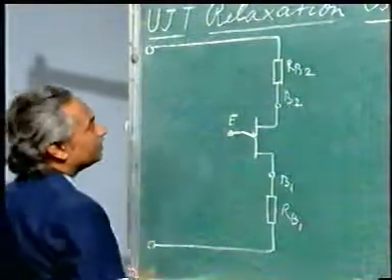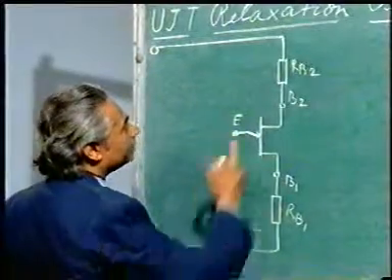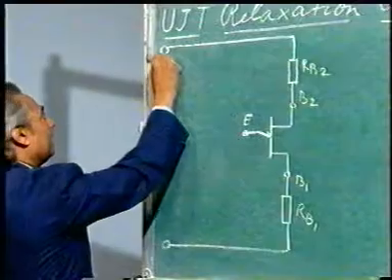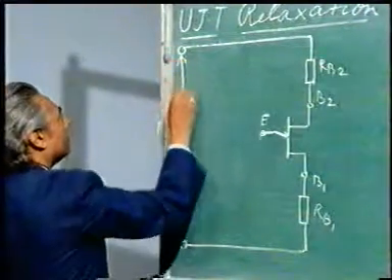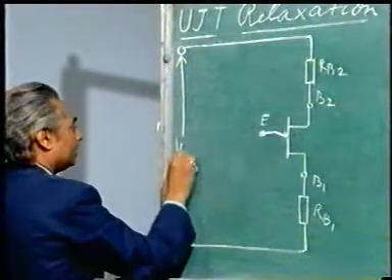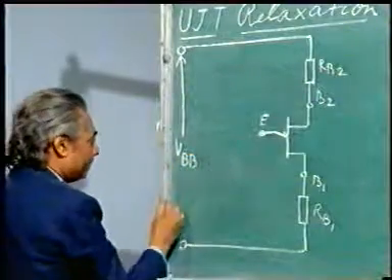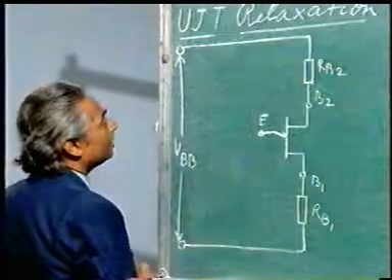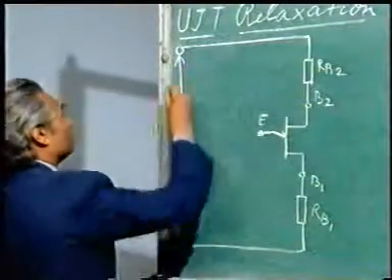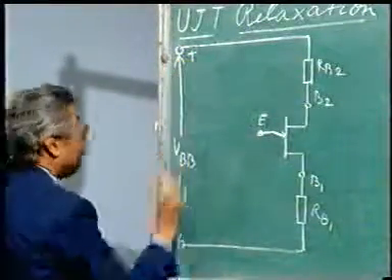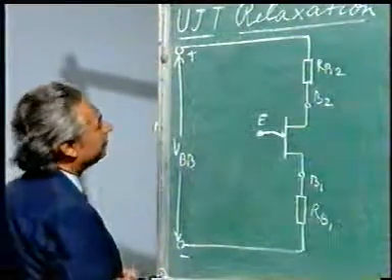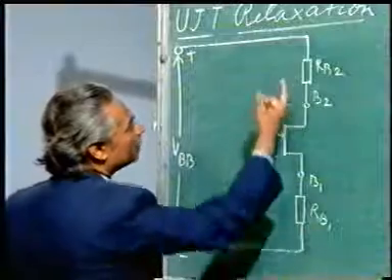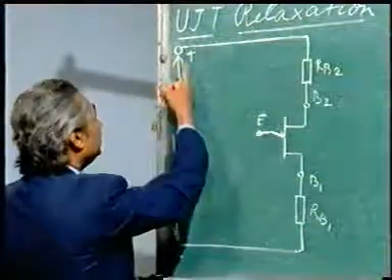So this power supply which is connected between base 2 and base 1 will be the inter-base power supply, and I call it VBB. Now one thing is sure, that base 2 has to be positive. So this terminal will be positive and this will be negative. VBB is the inter-base supply connected between base 1 and base 2 such that B2 is positive with respect to B1.